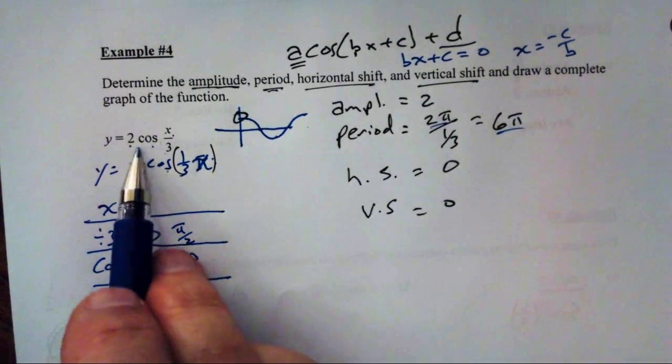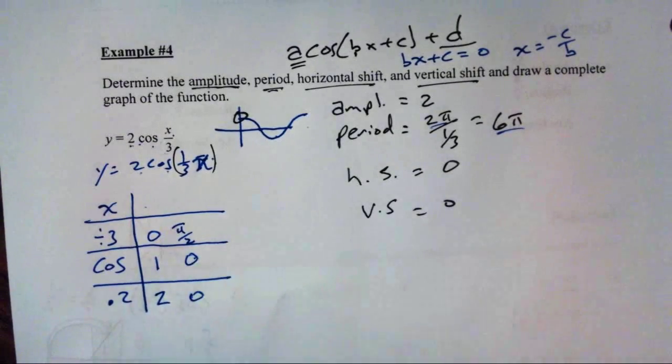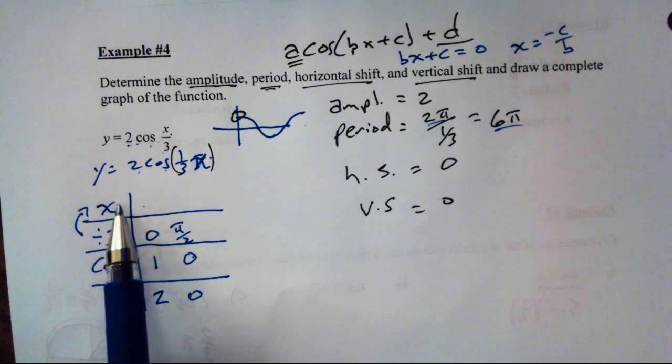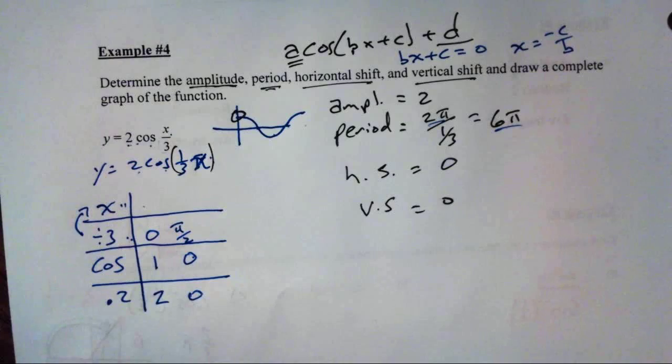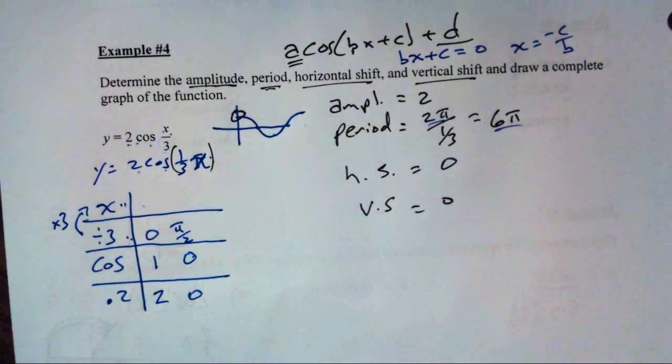Once I come out of cosine, I multiply by 2. 1 times 2, 0 times 2. Now, to get from row 1 to row 2, I would have had to divide by 3. So to move backwards, I have to multiply by 3.